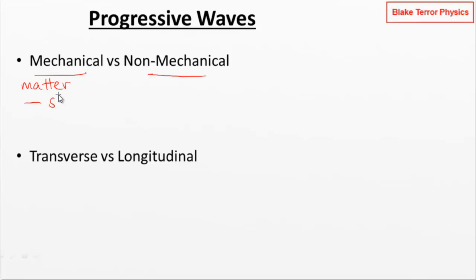So this might be a wave on a string. A string is made of matter. You just make a disturbance on the string, so you pluck the string. The string will then oscillate, and that oscillation will propagate because of the tension throughout the string, because all of the matter is attached.